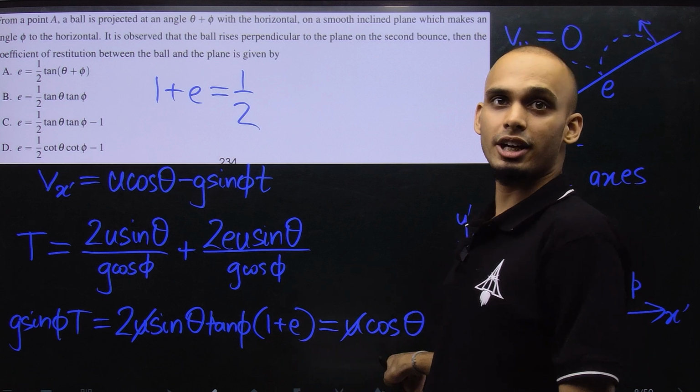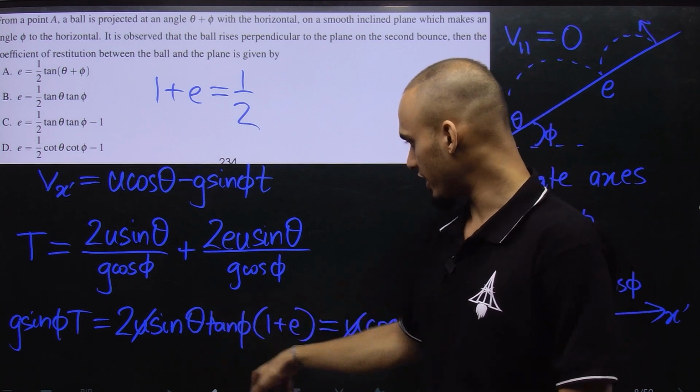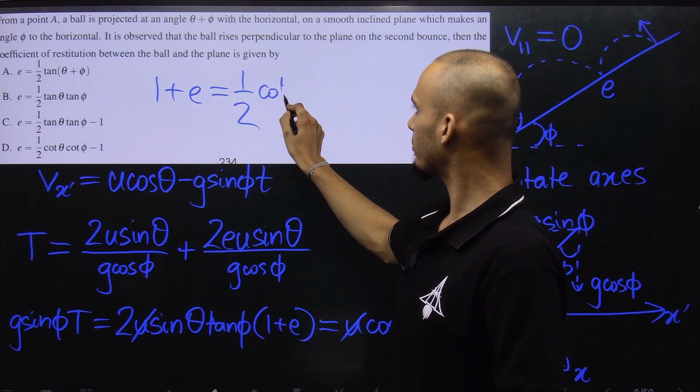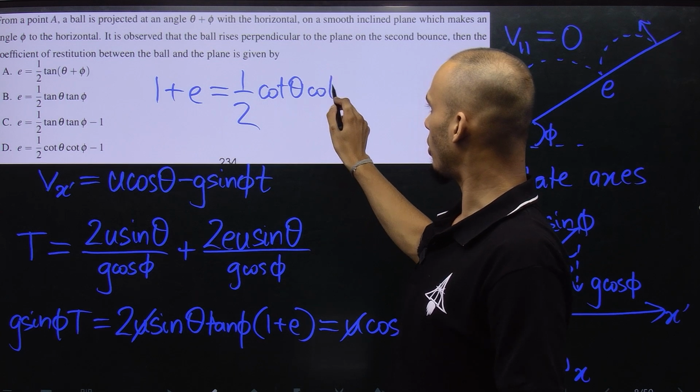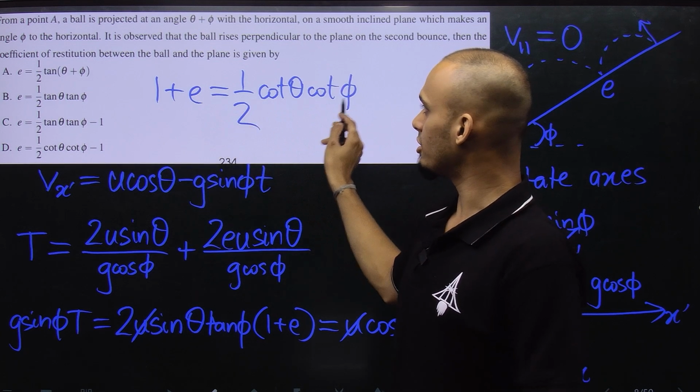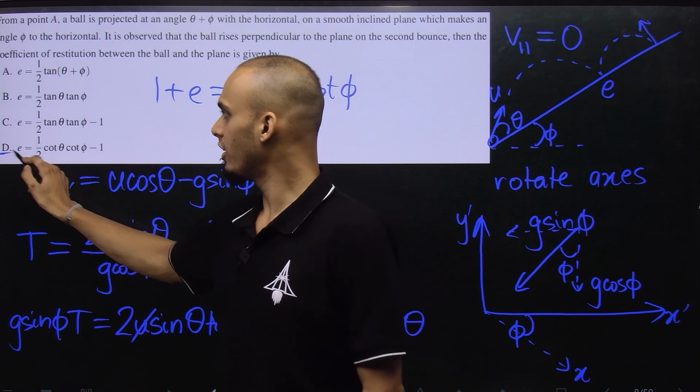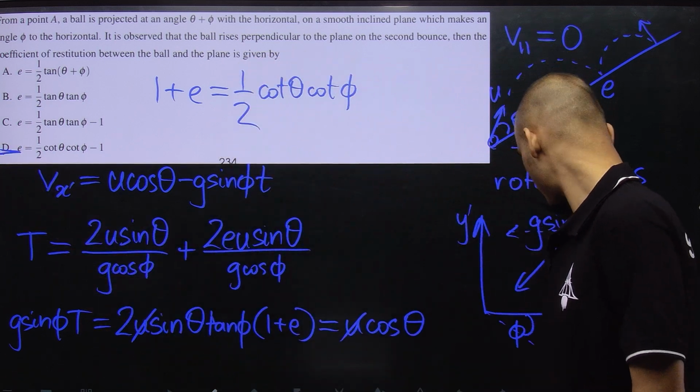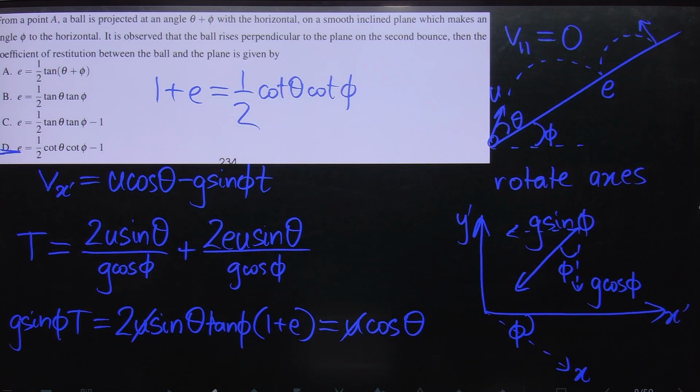Tan phi will become cot phi. Cos theta upon sin theta will be cot theta and cot phi. So e becomes simply this minus 1. Option D matches in this case. Again, this is a calculation heavy question. This is also a very, very logically heavy question.